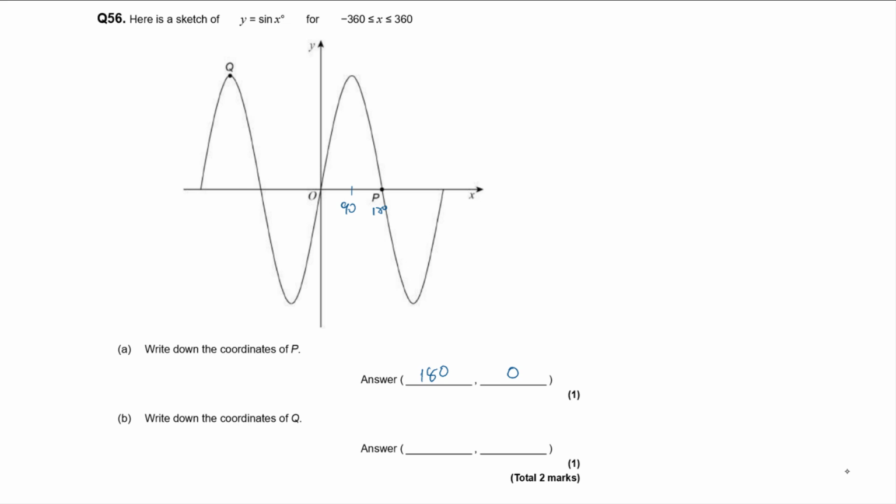And Q, over there, look. So going the other way, that's going to be minus 90, minus 180, and then that's going to be minus 270 there then, isn't it? So minus 180, minus 90, like that. Yeah, it's going to be minus 270. And the height is always going to be 1 for sine. That's about as high as it's going to get. So the maximum point on the sine curve is 1. So it's going to be minus 270, 1.